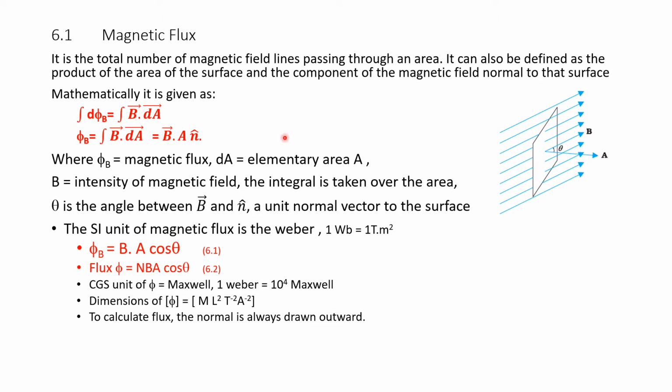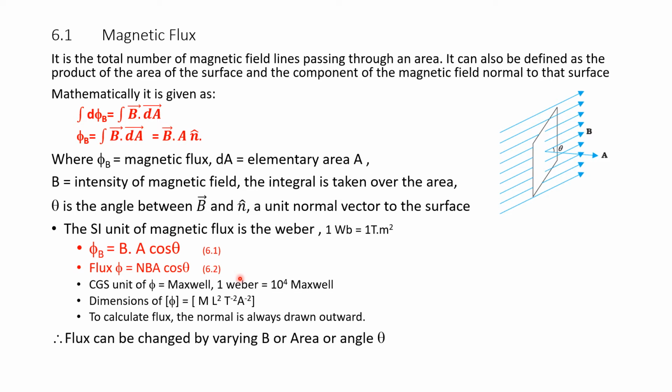Mathematically, d phi B is equal to integral B dot dA, or after integrating we get phi B, that is equal to B dot A into the normal vector to the surface area A. Therefore, we can write trigonometrically phi B equals B A cos theta. Therefore, flux phi is equal to NBA cos theta.